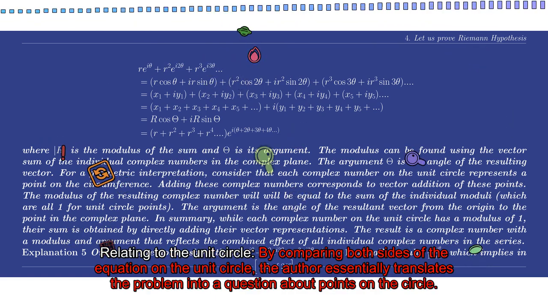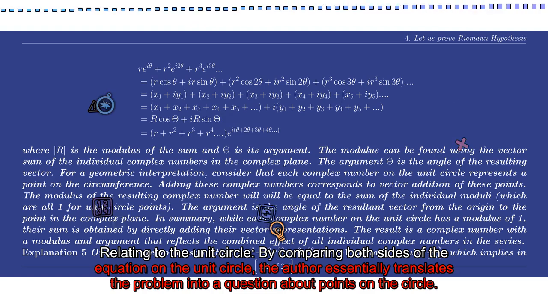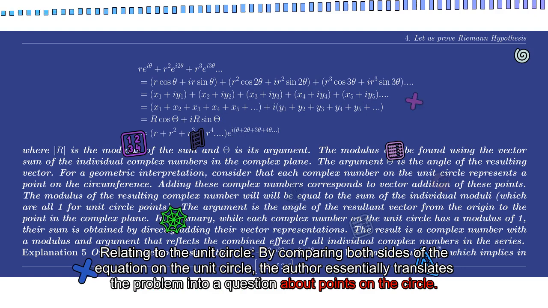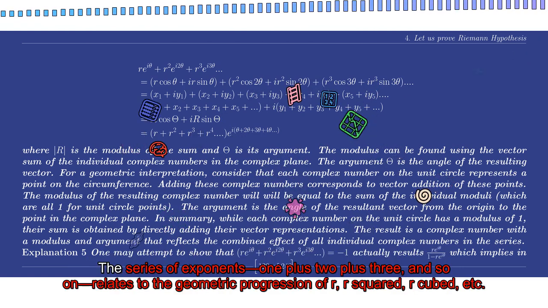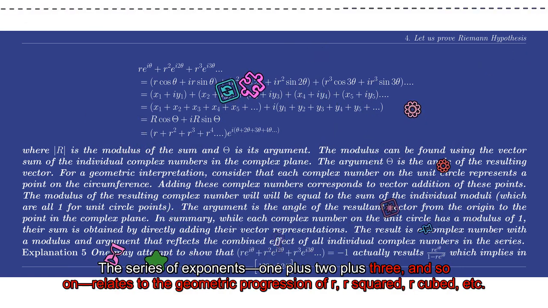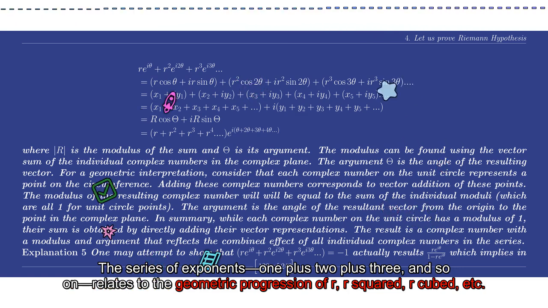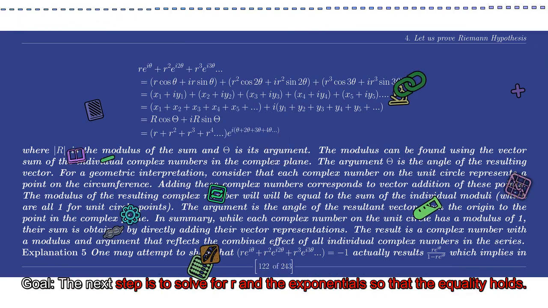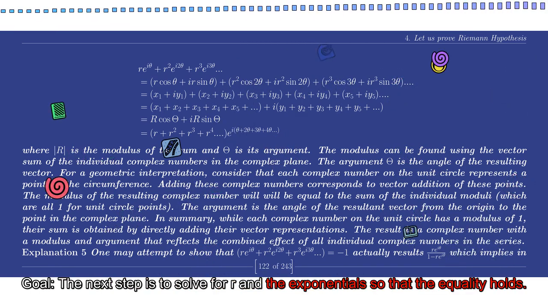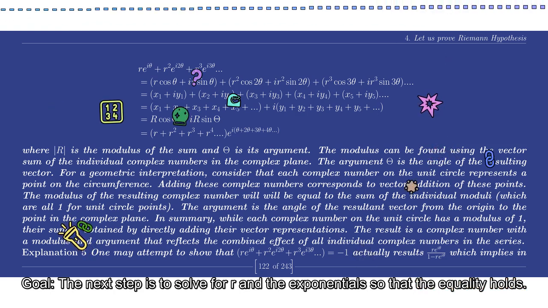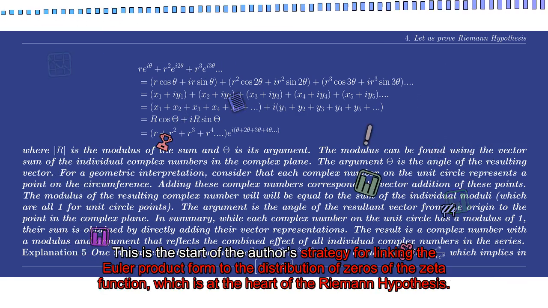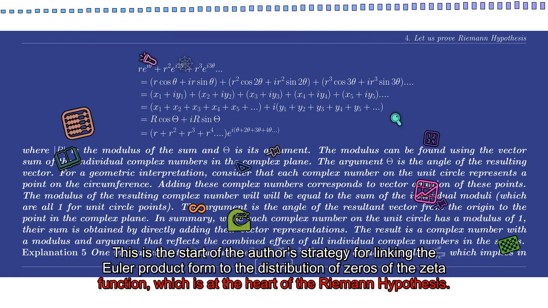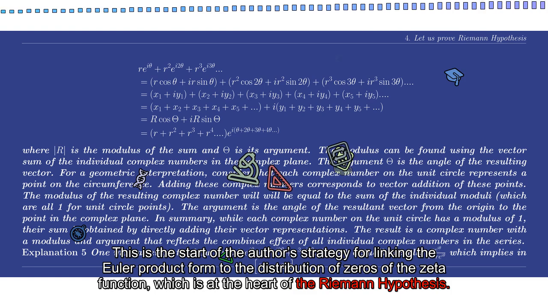Relating to the unit circle, by comparing both sides of the equation on the unit circle, the author essentially translates the problem into a question about points on the circle. The series of exponents 1 plus 2 plus 3, and so on relates to the geometric progression of r squared, r cubed, etc. Goal. The next step is to solve for r and the exponentials so that the equality holds. This is the start of the author's strategy for linking the Euler product form to the distribution of zeros of the zeta function, which is at the heart of the Riemann hypothesis.